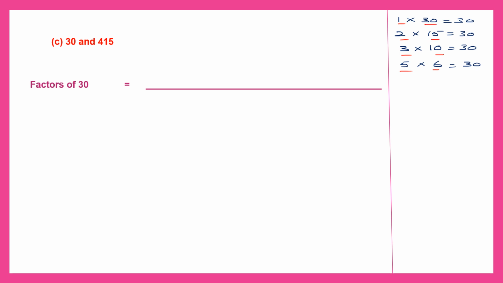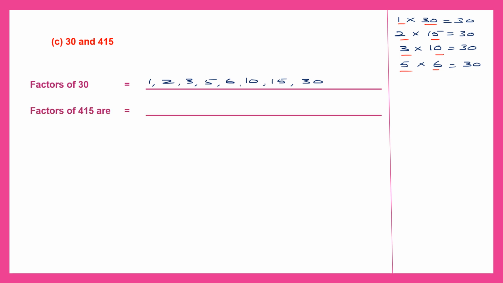Let's write it down. 1, 2, 3, 5. Then we have 6, 10, 15 and 30. These are the factors of 30. So now let's find the factors of 415. So that's a big number, isn't it?